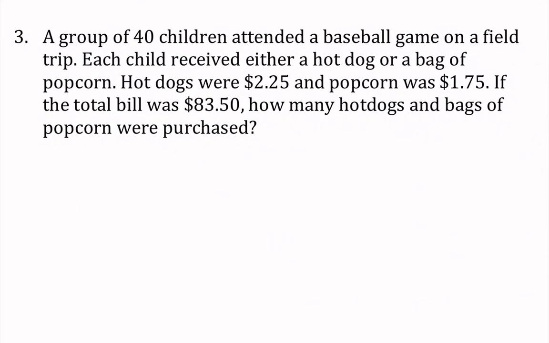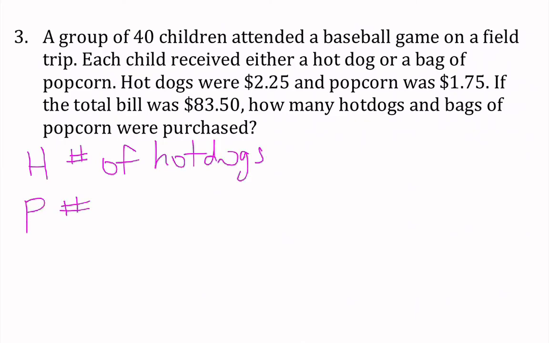All right, a group of 40 children attended a baseball game on a field trip. Each child received either a hot dog or a bag of popcorn. So each child receives one food item. Hot dogs were $2.25, popcorn was $1.75. If the total bill was $83.50, how many hot dogs and bags of popcorns were purchased? Okay, so we need to figure out how many hot dogs and how many bags of popcorn. So those are my two variables, so I'm going to use H, and that's going to stand for the number of hot dogs. And I want to use P for the number of popcorns.